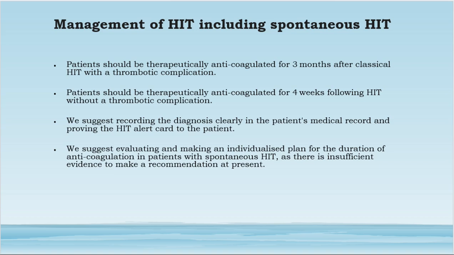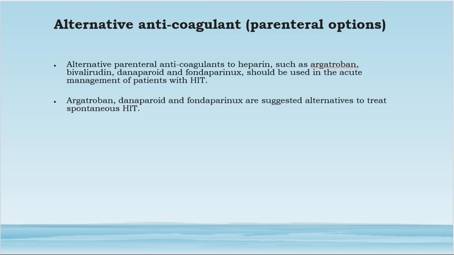We suggest evaluating and making an individualized plan for the duration of anticoagulation in patients with spontaneous HIT, as there is insufficient evidence to make a recommendation at present. Alternative anticoagulant, parenteral options. Alternative parenteral anticoagulants to heparin, such as argatroban, bivalirudin, danaparoid and fondaparinux, should be used in the acute management of patients with HIT. Argatroban, danaparoid and fondaparinux are suggested alternatives to treat spontaneous HIT.